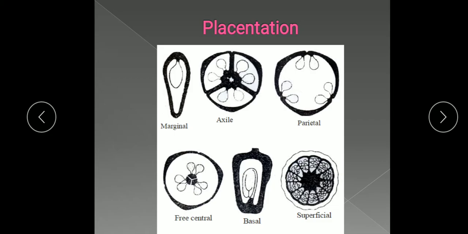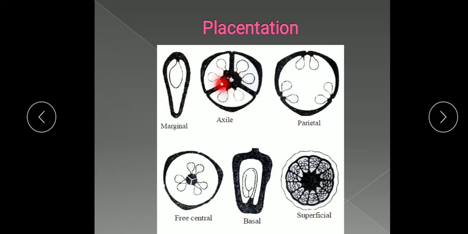Then we will see axile placentation. In this type of placentation, the gynoecium is multicarpellary, syncarpous. You see 1, 2, 3 carpels are here, that is a tricarpellary ovary, maybe many carpels. So multicarpellary, syncarpous, the carpels are fused, and the ovary is multilocular. So locules are also more, and the placenta is borne on the fused margin of the same carpels. When these carpels fuse, ovules are borne on these margins which meet on the central axis.